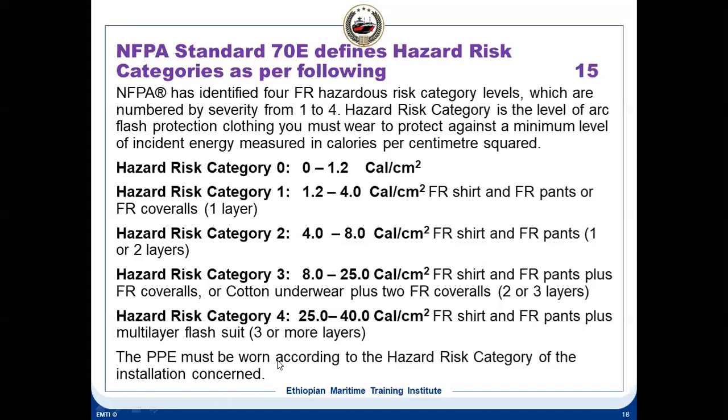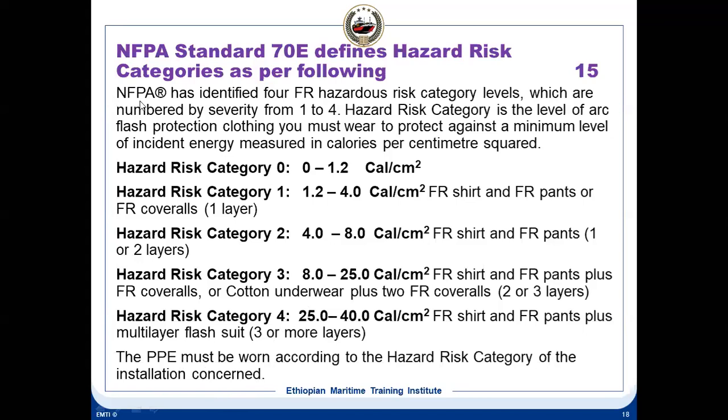PPE must be worn according to the hazard risk category of the installation concerned. Okay, the PPE, personal protective equipment, must be worn, means you should use it according to this category.